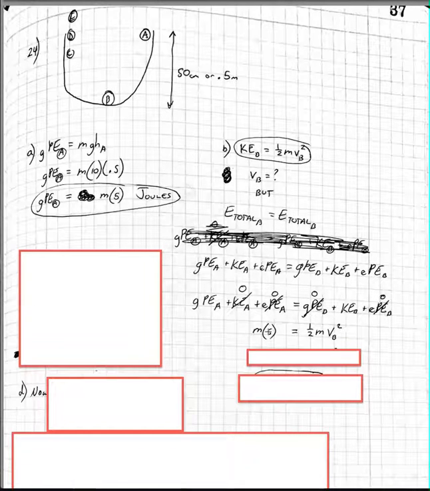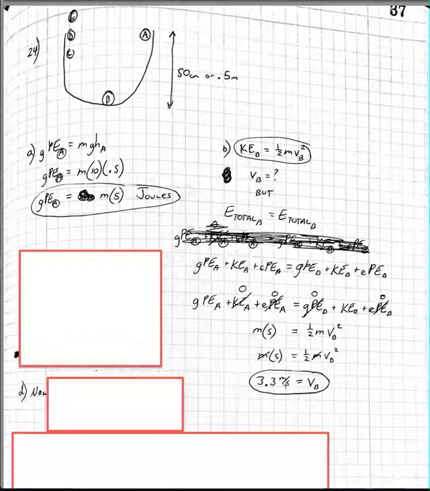So m times 5, which we found up here in A, is equal to 1/2 times m times vb squared. Now both of these have m in them, and so mathematically, what you can do is just cancel out the masses. You can divide by m, and that cancels them out. And so you get an answer that the velocity would be 3.3 meters per second once you do the algebra.